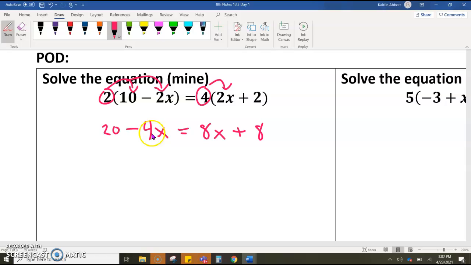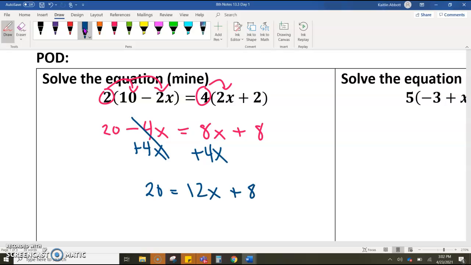So we like to move the smaller x. Which one's smaller, 8 or negative 4? If you said negative 4, you're correct. So we're going to add 4 to both sides, for x I mean. Those cancel. Add 4x. And so now we are left with 20 equals 8 plus 4 is 12x plus 8.